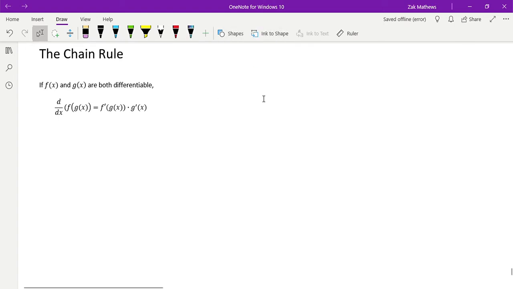Let's take a look at the chain rule. The chain rule is going to be one of the more complex derivative rules. It's going to take us a little bit of time, but once we get the hang of it, we just have to be careful and it's really not too bad.